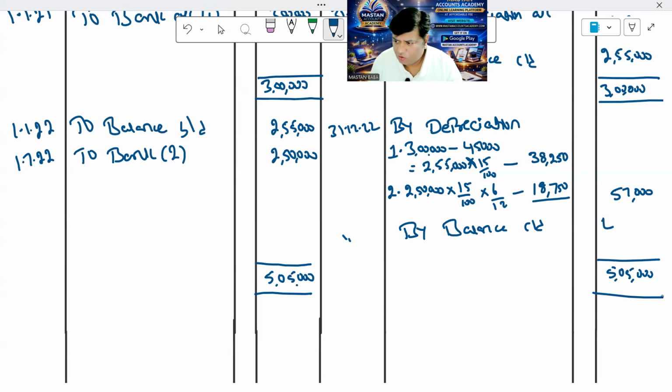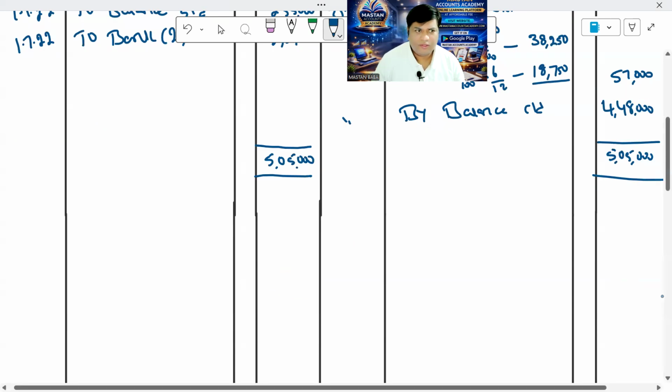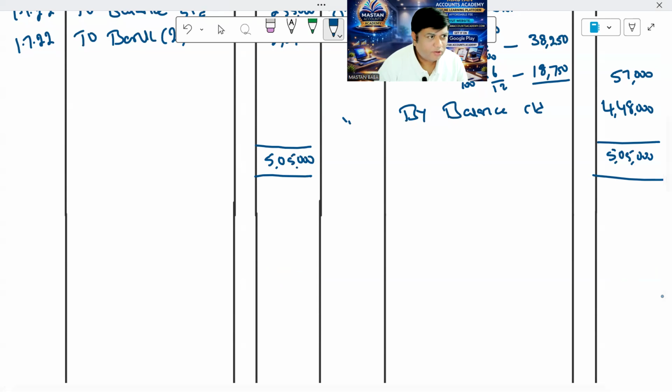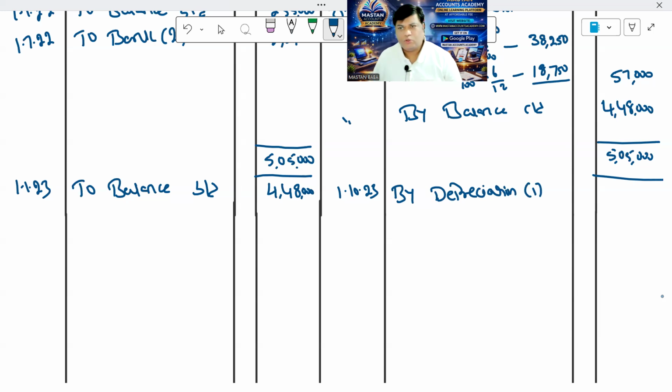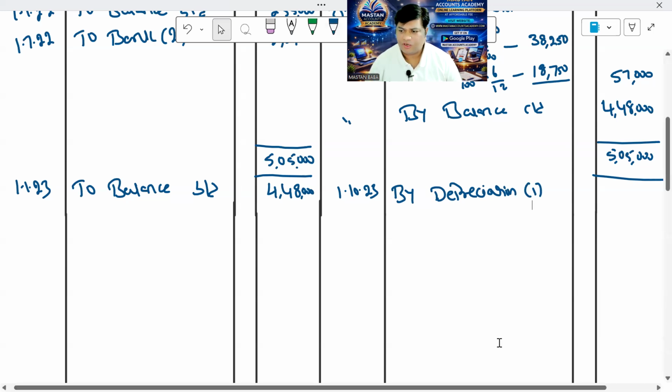So you will get here 4,48,000. So in this 4,48,000 you have two plants. Okay. So 1/1/2023 to balance brought down 4,48,000. And on 1st October 23 they sold the first machinery. So what I am supposed to do? By depreciation I am supposed to calculate the depreciation for this first plant exclusively and proportionately. Okay, exclusively first machinery the proportionate పెట్టాలి.